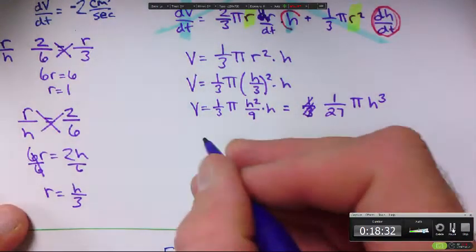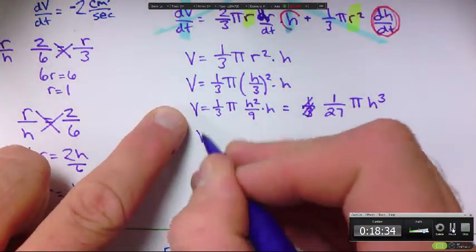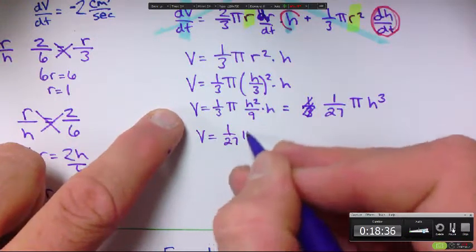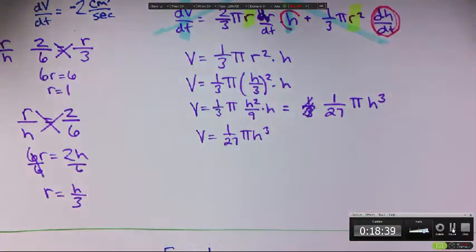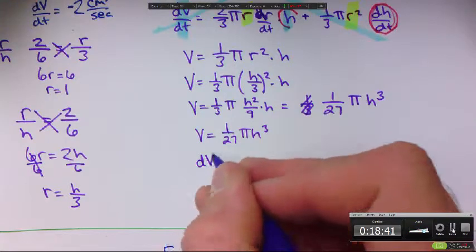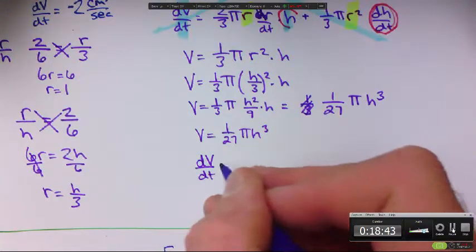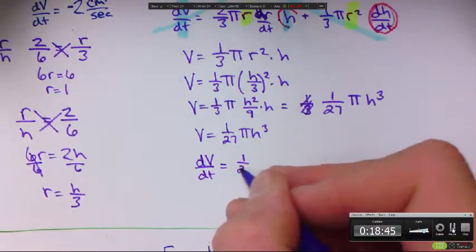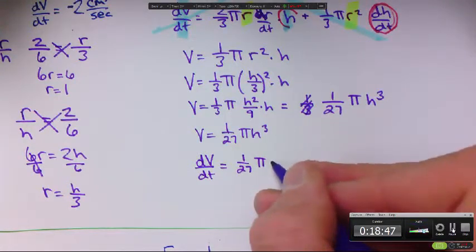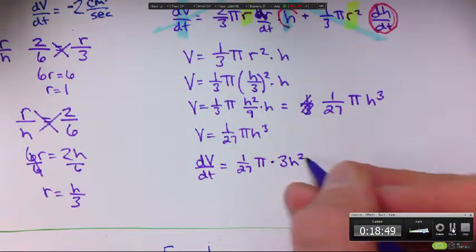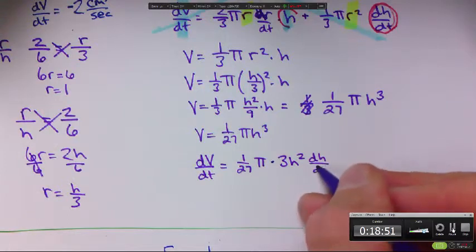But anyways, now we can take the derivative of this. V equals 1/27 pi h cubed. We take the derivative with respect to time, so dv dt is equal to 1/27 pi times 3h squared dh dt.